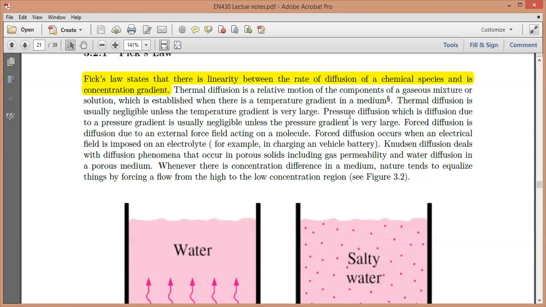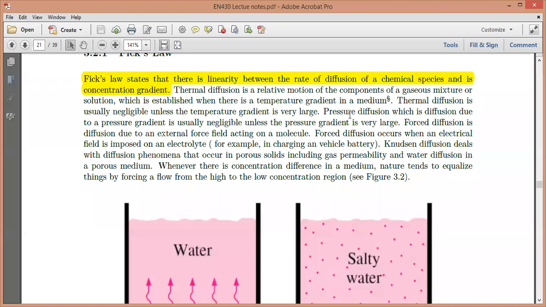Then there's also what is known as pressure diffusion, which is a diffusion due to a pressure gradient, which is usually negligible also unless the pressure gradient is very large. So you have movement now of molecules from a place of high pressure to a place of low pressure, same as temperature from a place of high temperature to a place of low temperature. That also happens. Then there's also what is known as forced diffusion.